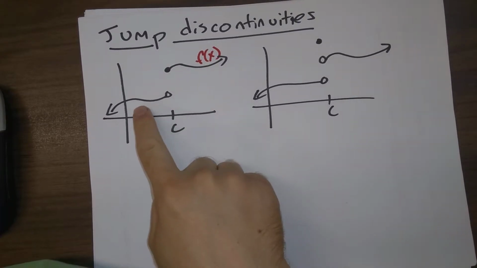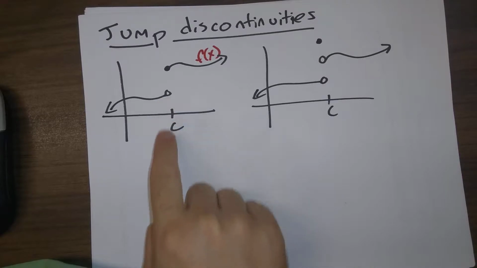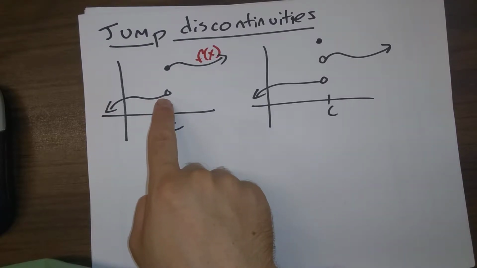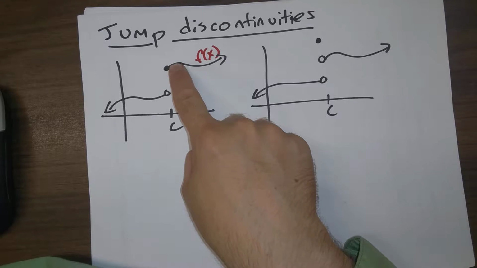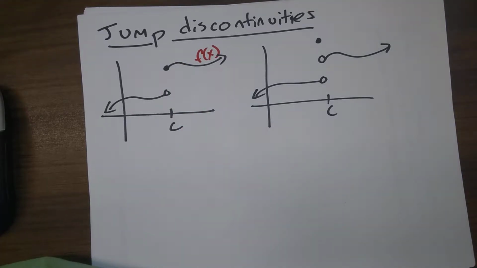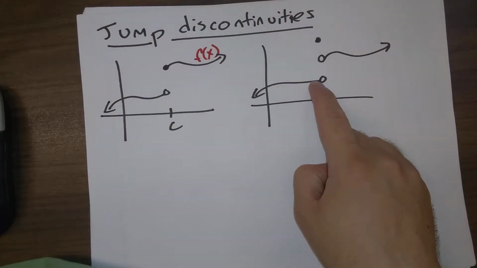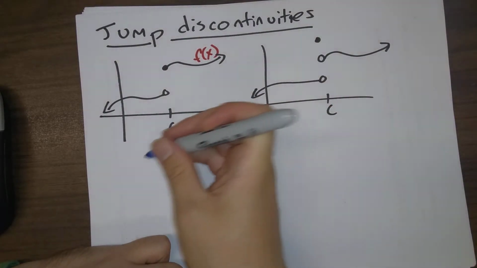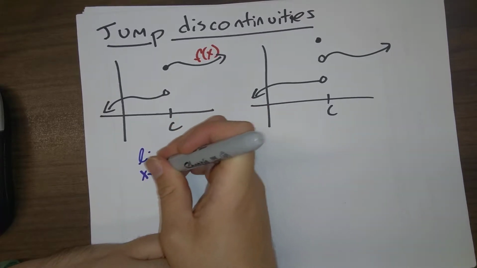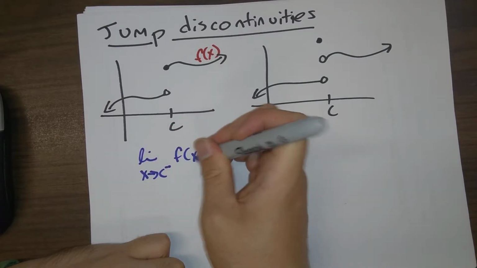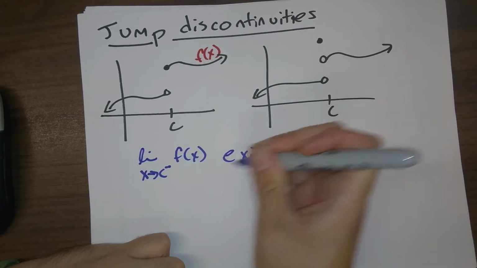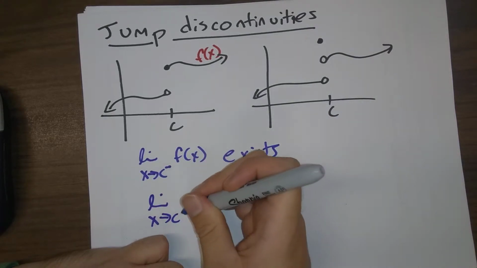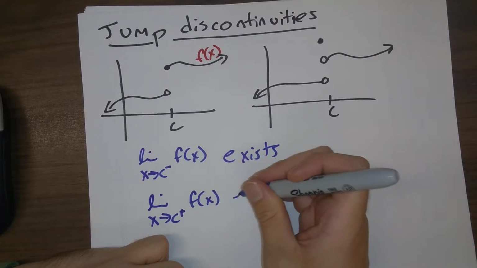What's going on is that the limit from the left, as x goes to c of f of x, exists. The limit from the right, as x goes to c of f of x, exists. But those two limits don't equal. So the left-hand limit and the right-hand limit both exist, but don't equal. So here we have the limit as x goes to c from the left, this exists. The limit as x goes to c from the right of f of x exists.